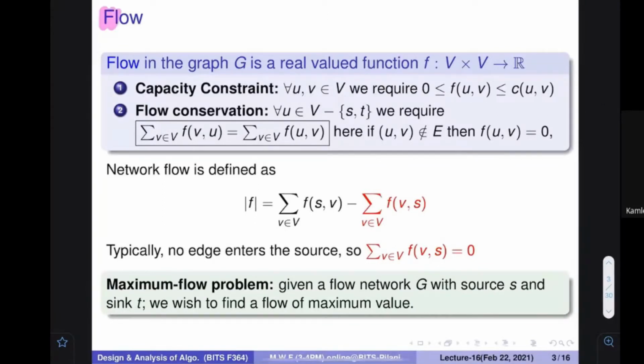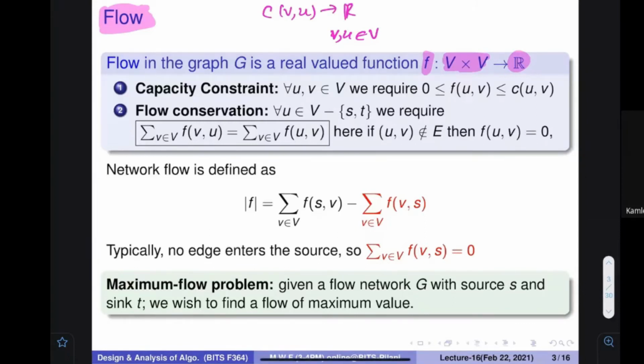Now let me define a very important quantity called the flow. In this graph, we are going to have a flow. Flow is going to be a real number. We can take it as a function: if you provide two different vertices, it tells how much flow there is between them. It is just like the capacity, where you supply v and u, which come from the set of vertices.